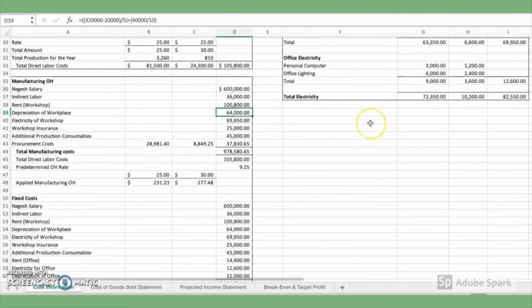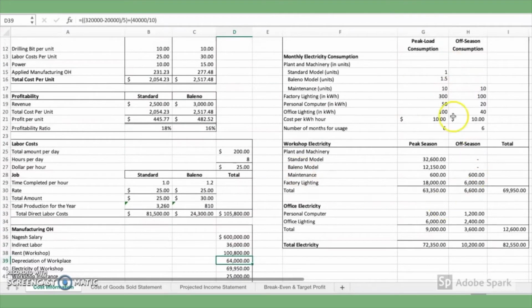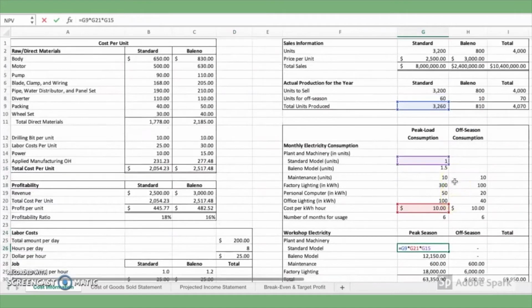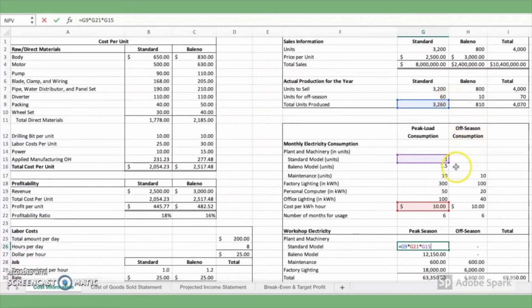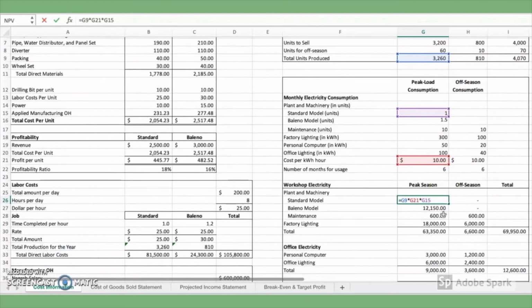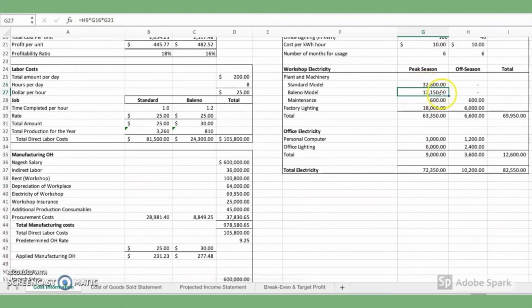For electricity, over here in this chart, we broke it up based off of what we see in Exhibit 4. And so, again, we have a workshop electricity piece and then an office electricity piece, but we're only going to include the workshop because that is what is pertaining to the standard and Bellino model, not the office. So we see that we broke it up into peak season and off season. And here we see that we took the total units produced multiplied by the standard unit production, and then $10 for the cost per hour.